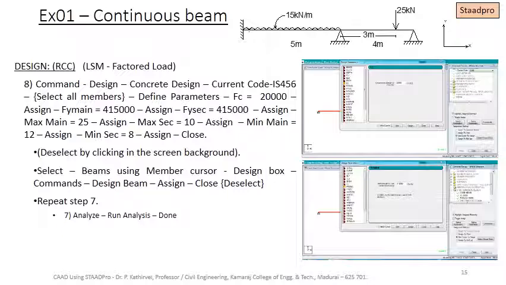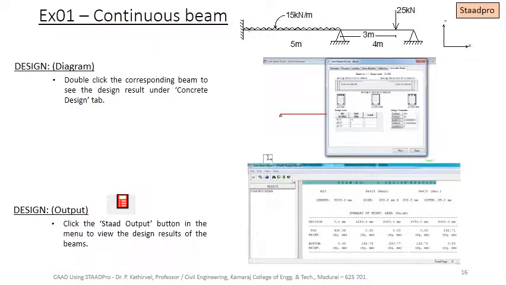Now select both the beams using the member cursor. In the design box, click commands, design beam, assign, close. Now repeat step 7, analyze menu, run analysis, done. To view the design output, double click the corresponding beam to see the design results under concrete design tab. The concrete design tab will appear only when the section is safe.